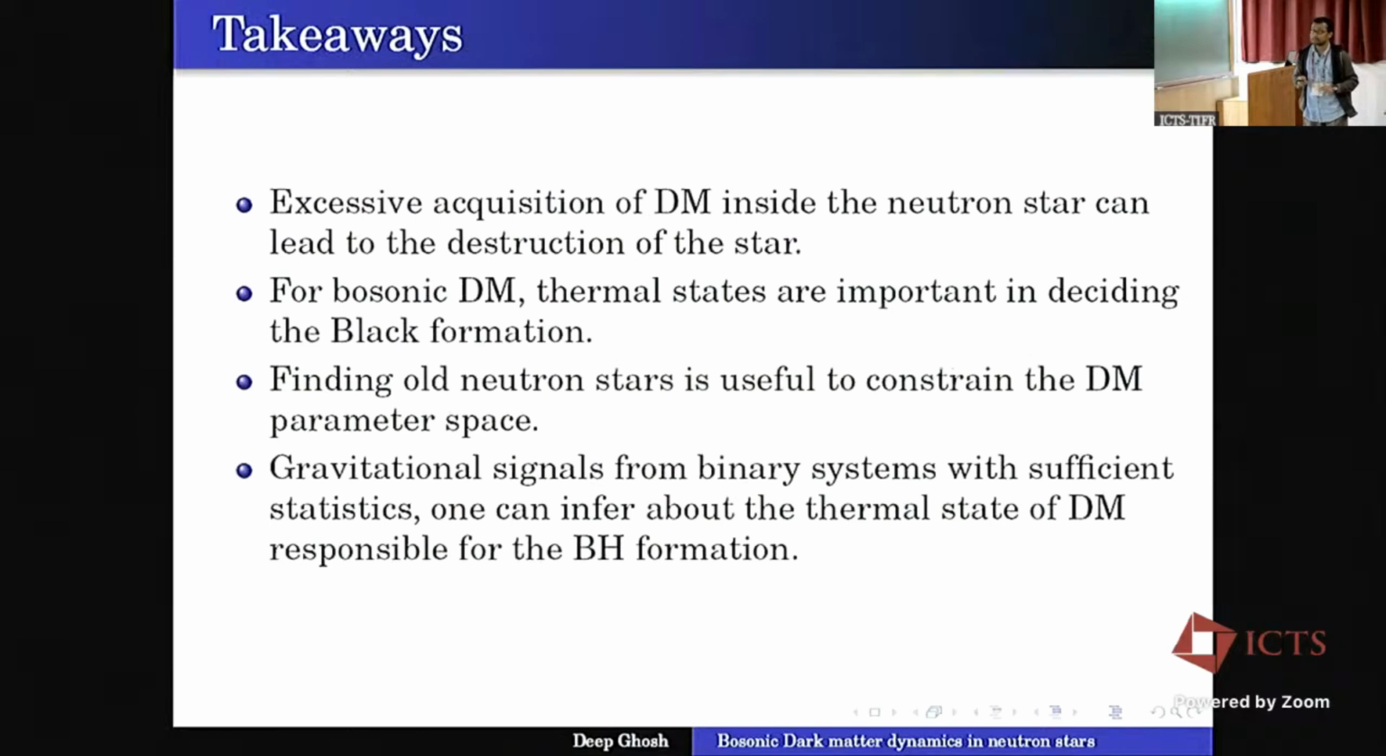So this is the takeaway: excessive acquisition of dark matter inside the neutron star can lead to destruction of the star. And for bosonic dark matter, thermal states are important in deciding black hole formation. And we can use old neutron stars to constrain the dark matter parameter space. But to distinguish between BEC and non-BEC black holes, we need gravitational wave signals.